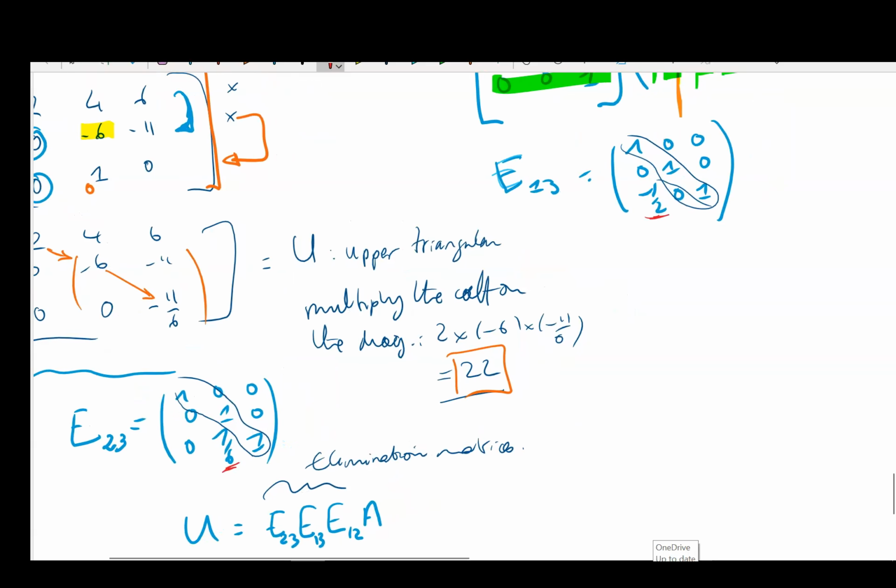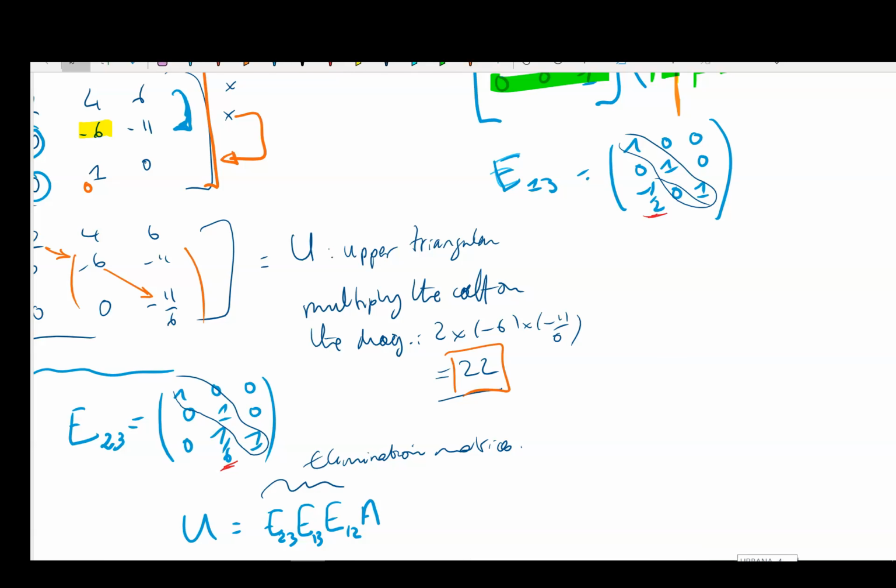And again, these are lower triangular matrices. The good thing is that, very similarly, you can compute the determinant. The determinant of all these elimination matrices, if you have computed them this way, is just going to be 1, because it's just the product of the diagonal elements, all right?